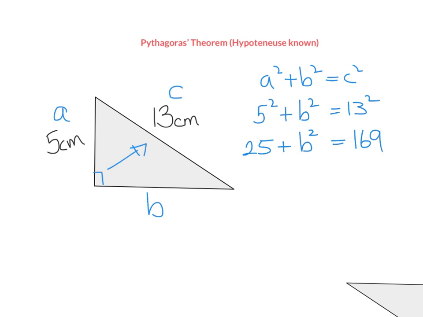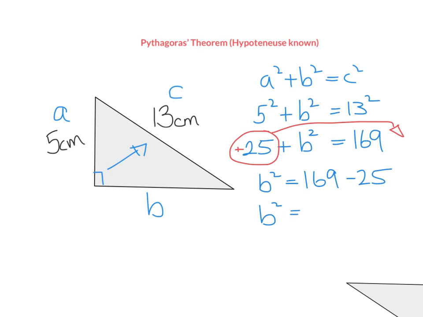Alright, now to figure out what B is, I want to take this 25 and use the phrase that I use, swap side, swap sign. Remember, this is positive 25. I know there's no plus in it, I've just put one in, but it's not negative, so it must be positive. And whenever it goes the other side, it becomes negative. So I can now say that B squared equals 169 take away 25, which means B squared must be 144. And in order to find B, I just have to square root that, which is 12. And because my dimensions were in centimetres, I'm going to say it's 12 centimetres.